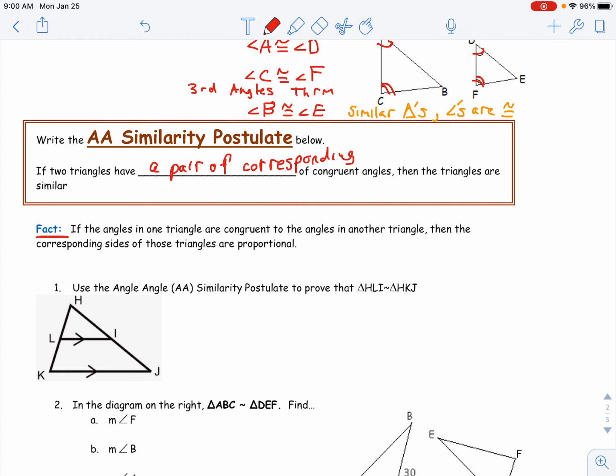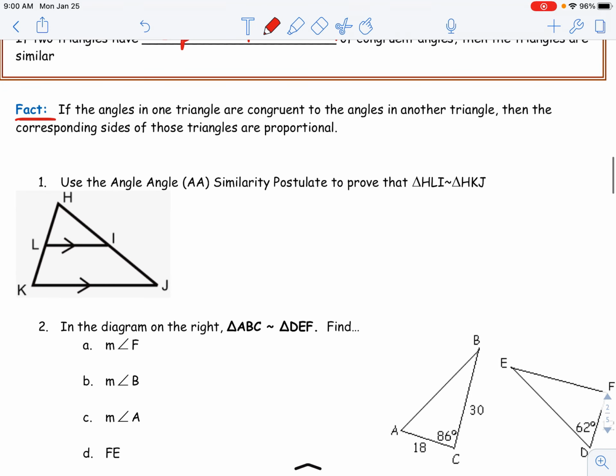And then this is a side effect fact: if the angles in one triangle are congruent to the angles in another triangle, then the corresponding sides of those triangles are proportional. So the congruent angles force sides to be proportional.